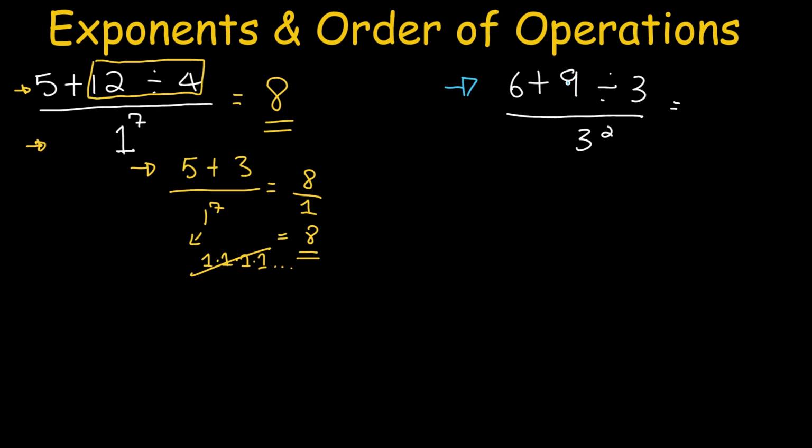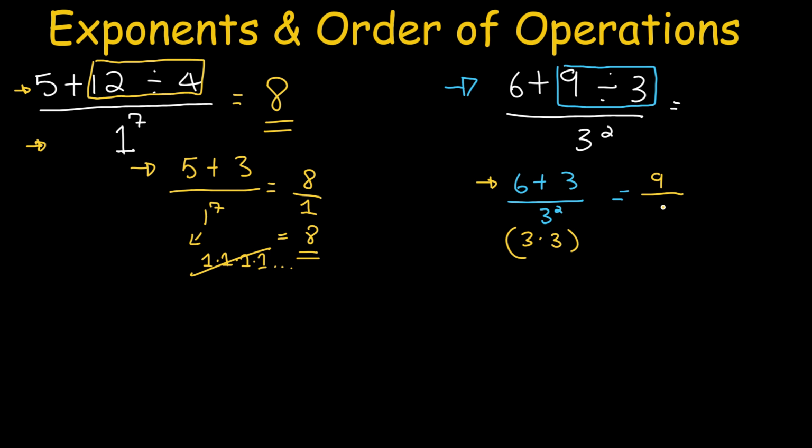First thing, let's work on the numerator. And over here, this is the first thing we need to do is divide 9 divided by 3. And that will be 3. So 6 plus 3 and 3 squared. Now we can keep working in the numerator. 6 plus 3 is 9. And now 3 times 3. 3 times 3 will give you 9, and 9 divided by 9 will give you 1.